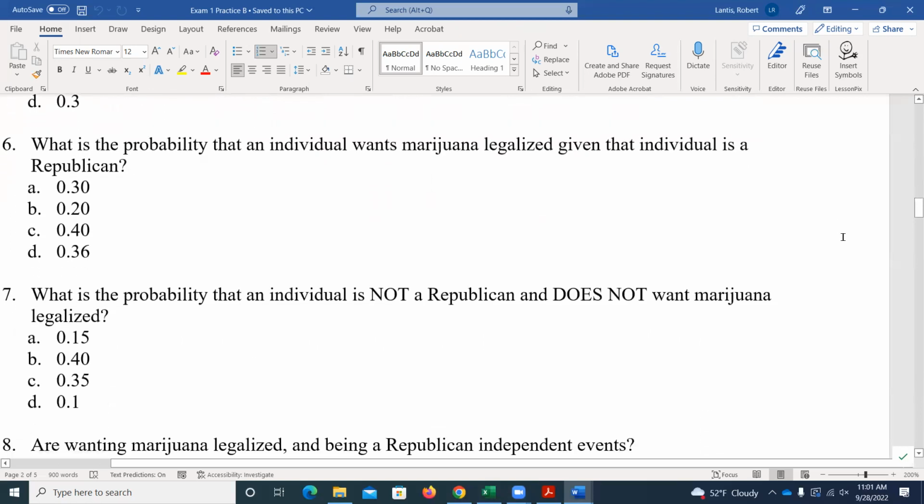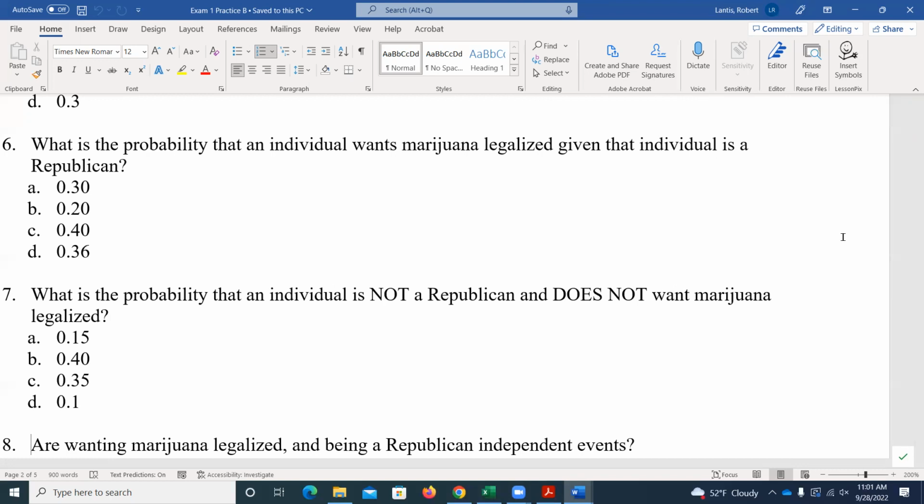And I think I have these in a different order on this practice exam, so I'm going to skip around a little bit. Another really easy one, and maybe I flip the order here because this one's a little bit harder. Once I get to 7, here my events were whether or not someone was a Republican or not, and then whether or not they were in favor of marijuana legalization or not. Okay. So here, I want to know what's the probability that an individual is not Republican. So here I'm thinking about being Republican as event R. So not being a Republican would be R complement.